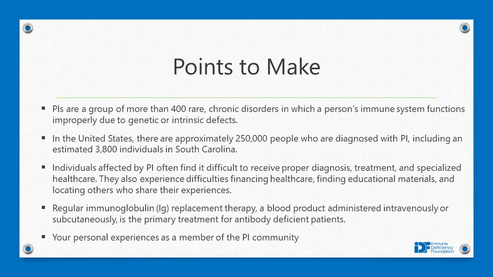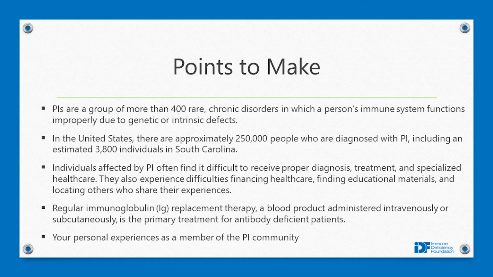What are some important points to make when you're talking with legislators? You're going to want to talk about the fact that primary immunodeficiencies are a group of more than 400 rare chronic disorders in which a person's immune system functions improperly. There are approximately 250,000 people in the country who are diagnosed with PI and thousands more that go undiagnosed. In South Carolina alone, there are an estimated 3,800 individuals living with PI.